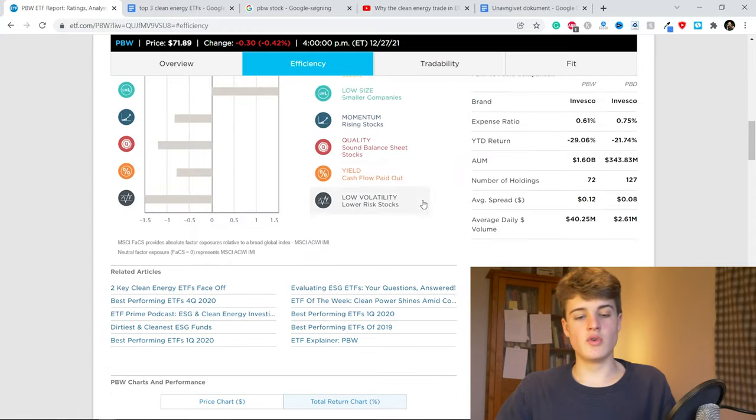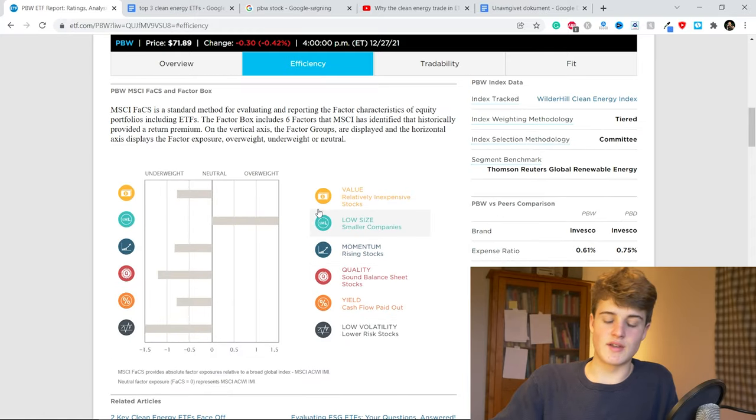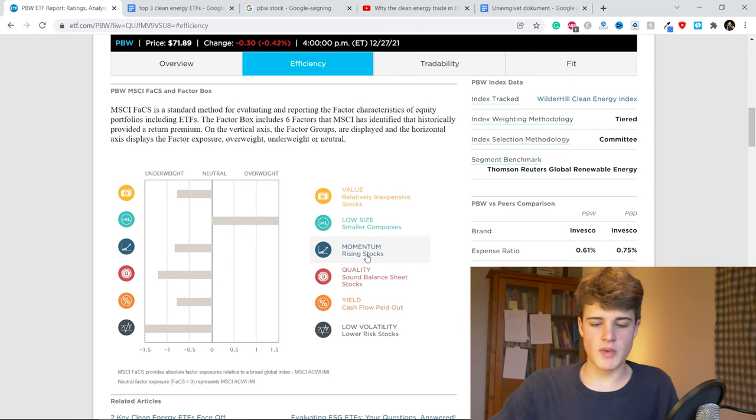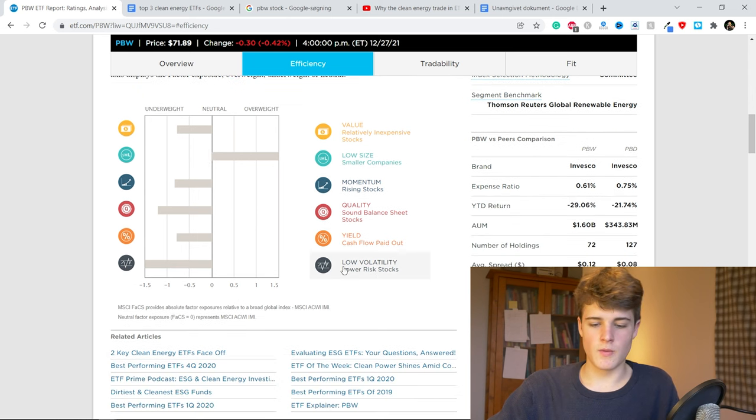If you look at some of the ratings this ETF gets, you can see that they have an overweight of low size, smaller companies. That is apparently what banks say. Momentum, rising stocks, not going too well for them. You can see the stock price in a minute. And low volatility, they're pretty volatile.